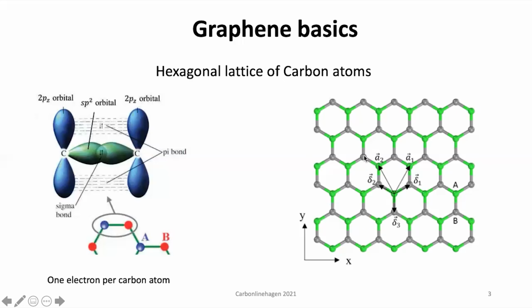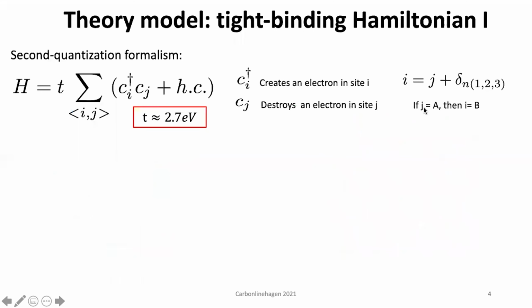Because of this relation, it is convenient to label these two atoms with the letters A and B. So we will have electrons that come from pz orbitals originated in the green positions in the lattice, and we will have electrons living in the pz orbitals coming from the B type of atoms. That's the usual description. So how is this description rendered in terms of a tight binding Hamiltonian?